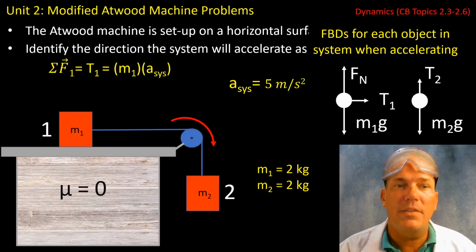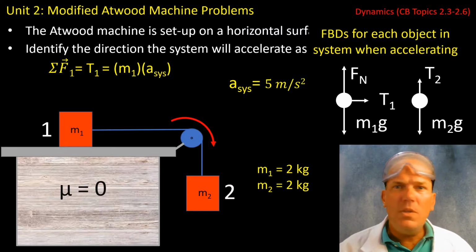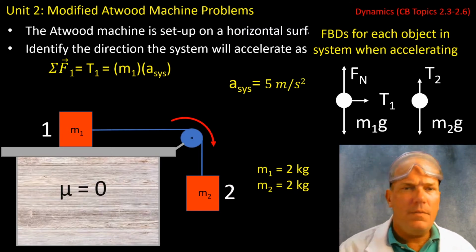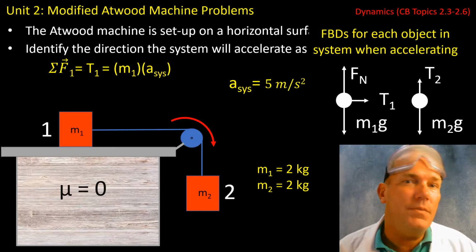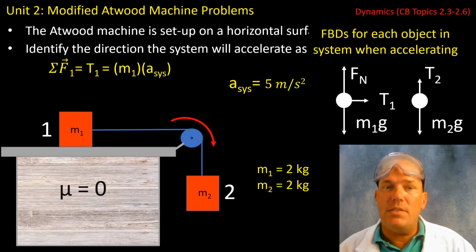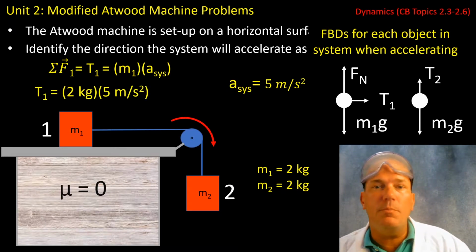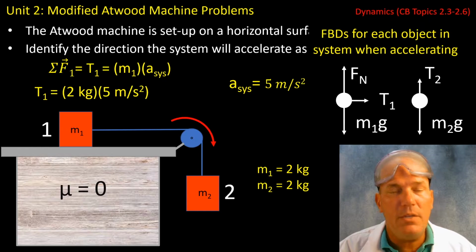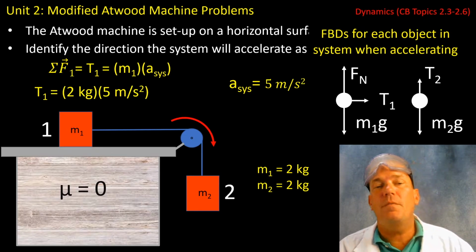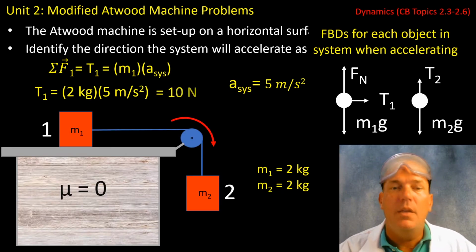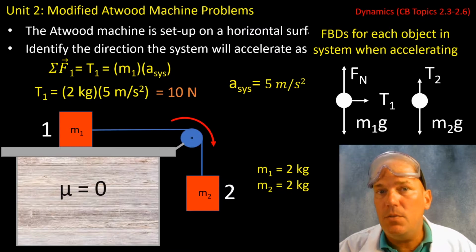Let's start with mass 1. For mass 1, there's only one force, the force of tension. So that means we're going to set force of tension equal to mass times acceleration. And we found the acceleration of the system to be 5 meters per second squared. That means the acceleration of this object is also 5 meters per second squared. We can solve this to get the tension force as 10 newtons.